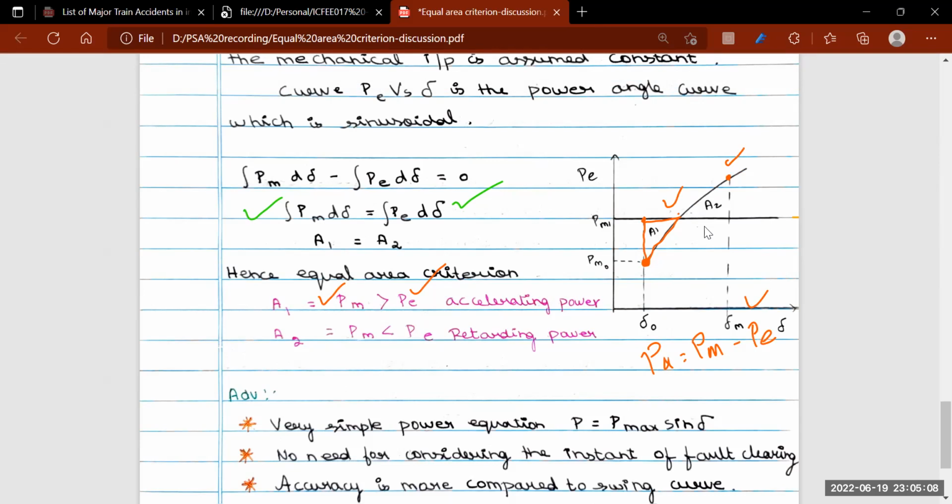If the accelerating area equals the decelerating area, then I'm able to get my system under steady state operating condition even after a disturbance. Okay, so this is what we have actually seen here.